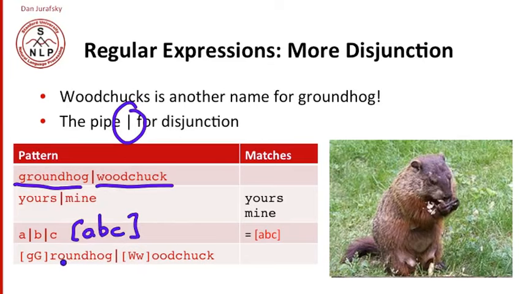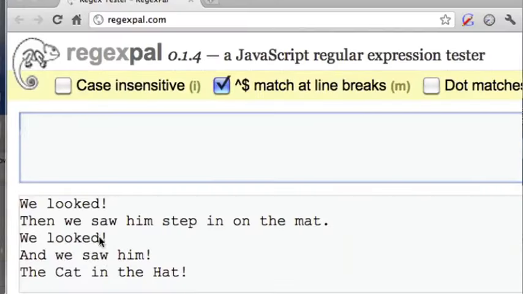And we can combine these things. We can combine the square brackets and the pipe, so we can have groundhog or woodchuck, but use our square brackets for expressing capitalization at the beginning. And we can see that in our little example. We can have looked or step, and sure enough there, the words looked and step are both highlighted. Or we can have a disjunction of just random things. They don't have to be words. We can have all of the ats and all of the ooks, and any random string is fine.